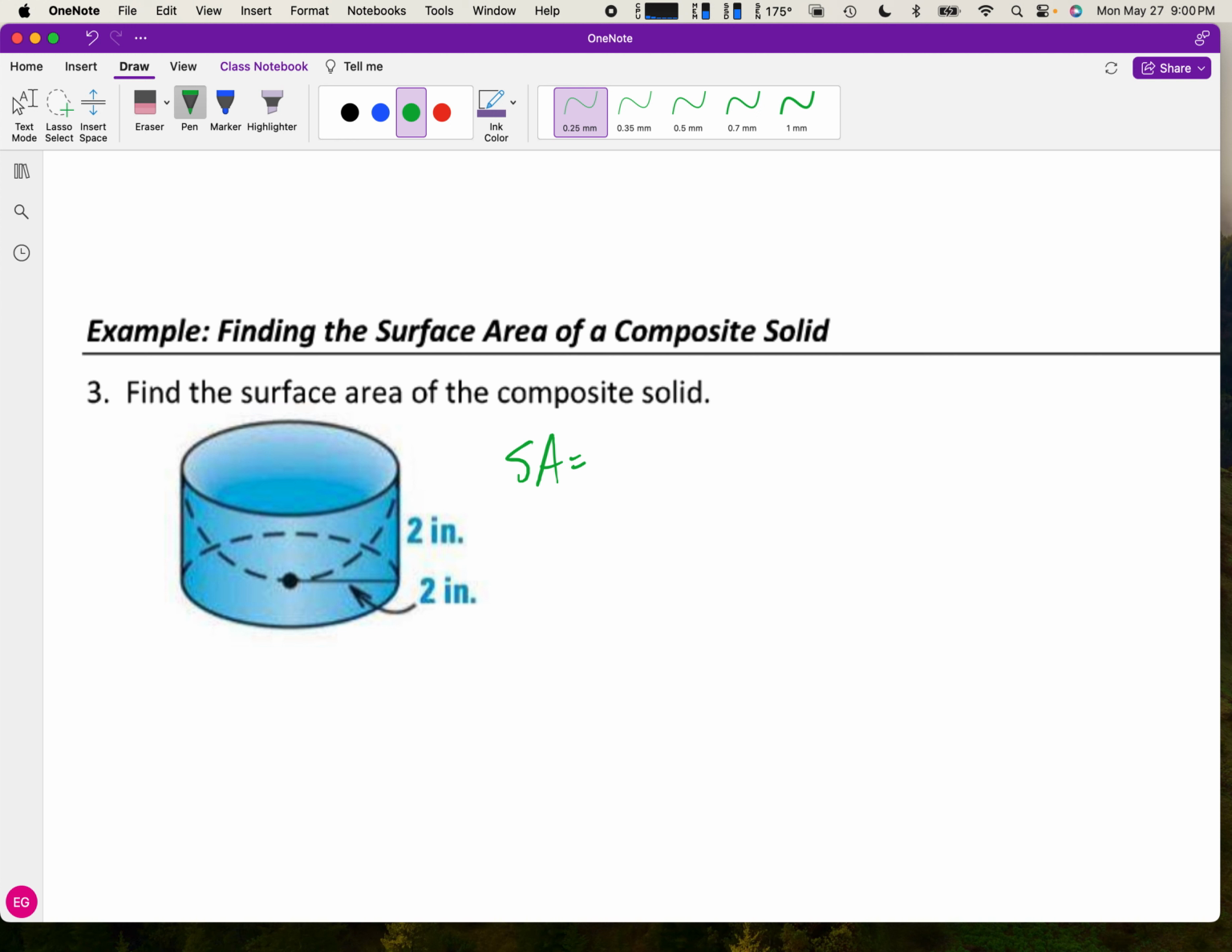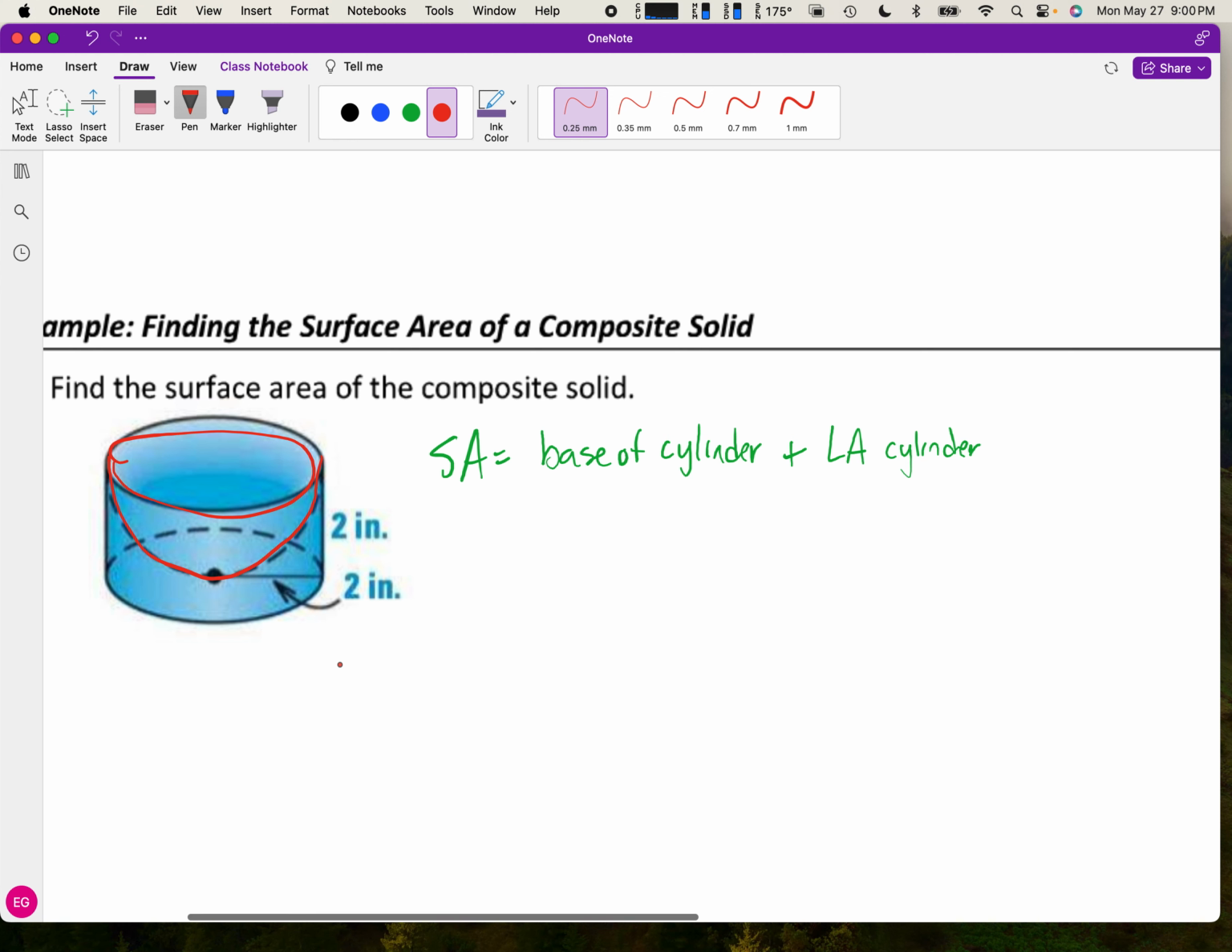So I'm going to have the base of the cylinder as part of what my surface area is, plus the lateral area of the cylinder. So that's the sides of the cylinder. Now, I don't have 2 bases because this part up here, which would be part of the cylinder, is not actually there because there's the hemisphere on the inside, right? So this part right here replaces that base with a hemisphere, which is half of a sphere. So what I'll add here is half of the surface area of a sphere.